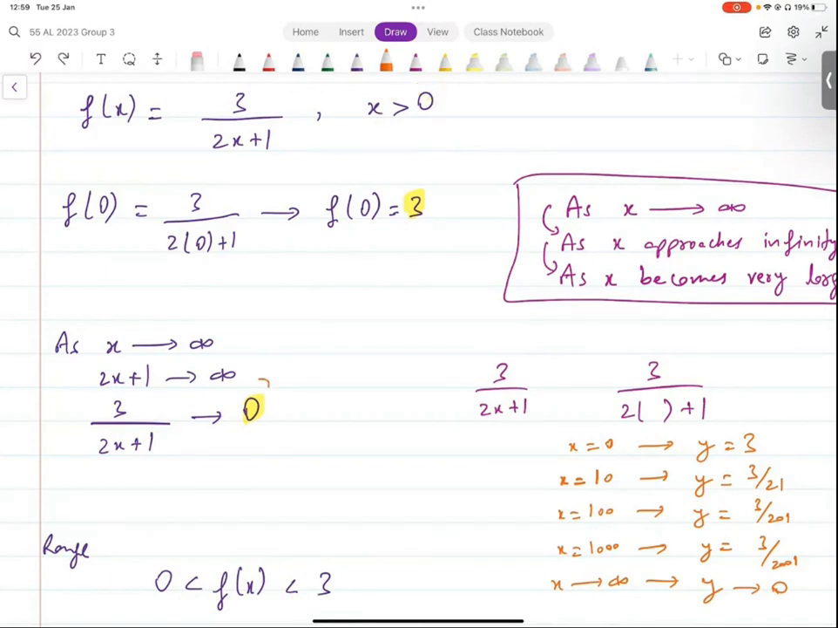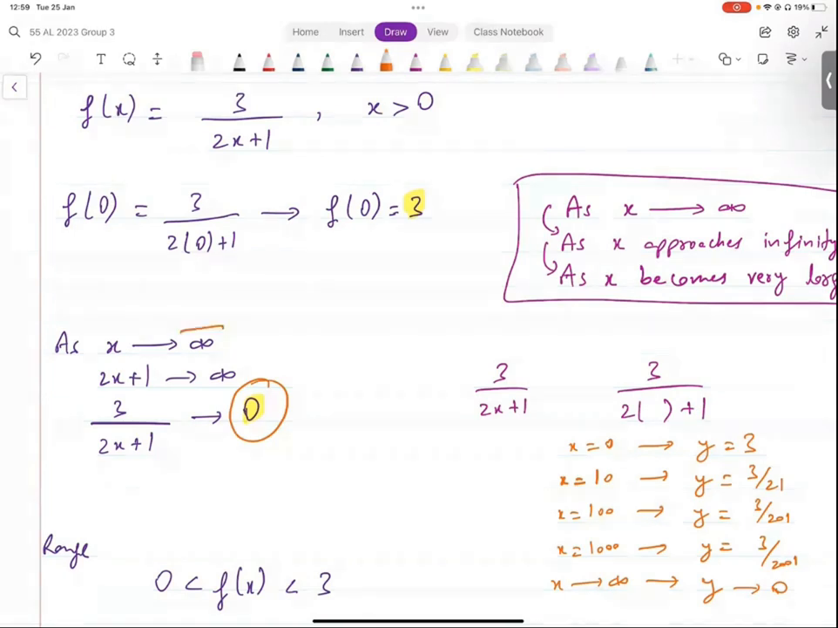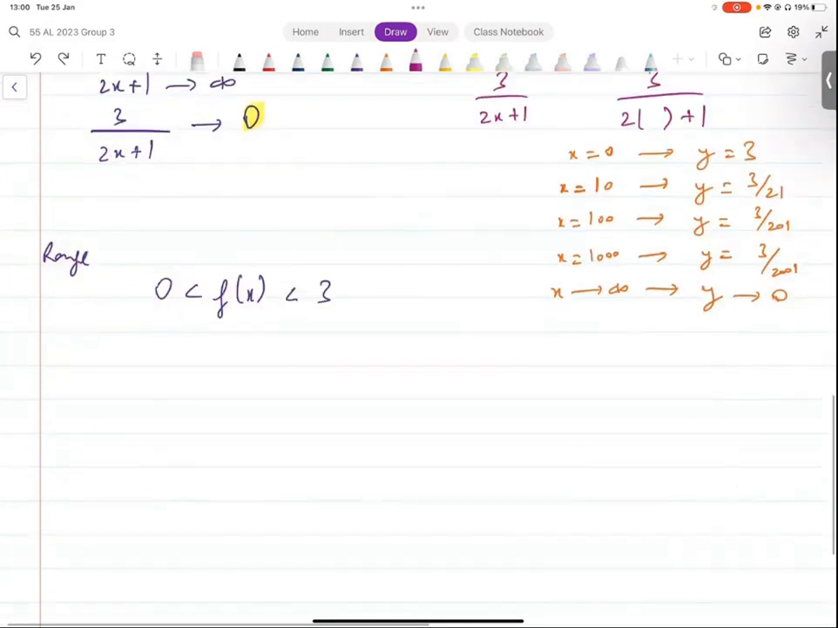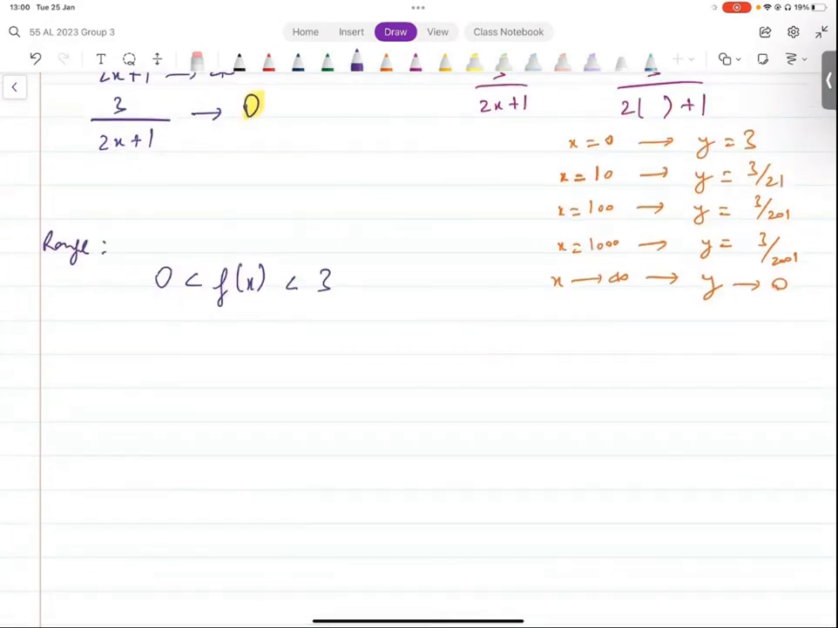और फिर यहाँ पे वी आर सेइंग व्हेन x approaches infinity, the value of the function approaches 0. It doesn't become exactly 0, it's approaching 0. 0 के पास जा रही है. So इसलिए यहाँ पे भी इक्वालिटी का साइन हम नहीं डालते. We say the function's value can be between 0 and 3. This is the range of this function.